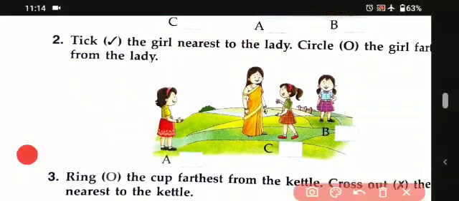Likewise, tick the girl nearest to the lady. Circle the girl far from the lady. So here we can tick both of them. They are nearer to the lady and she is the one who is away from the lady.